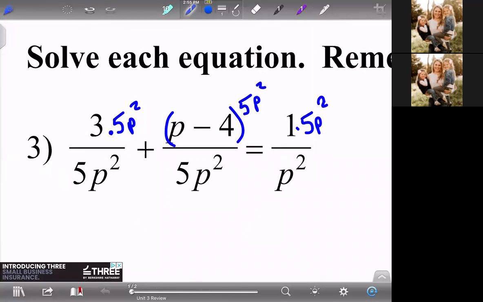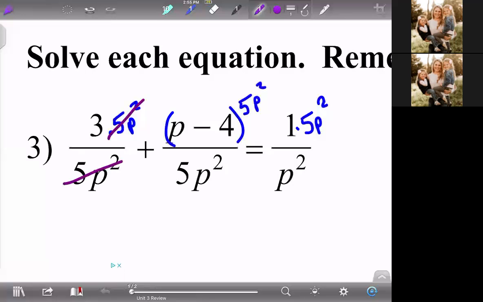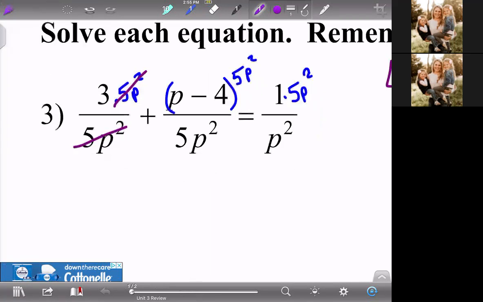So now when I look at each one of these fractions individually, something out of that least common denominator should cancel with the denominator of every single fraction. So in the first fraction, the entire 5p squared is going to cancel with the entire 5p squared in the denominator. That's going to leave us with 3.